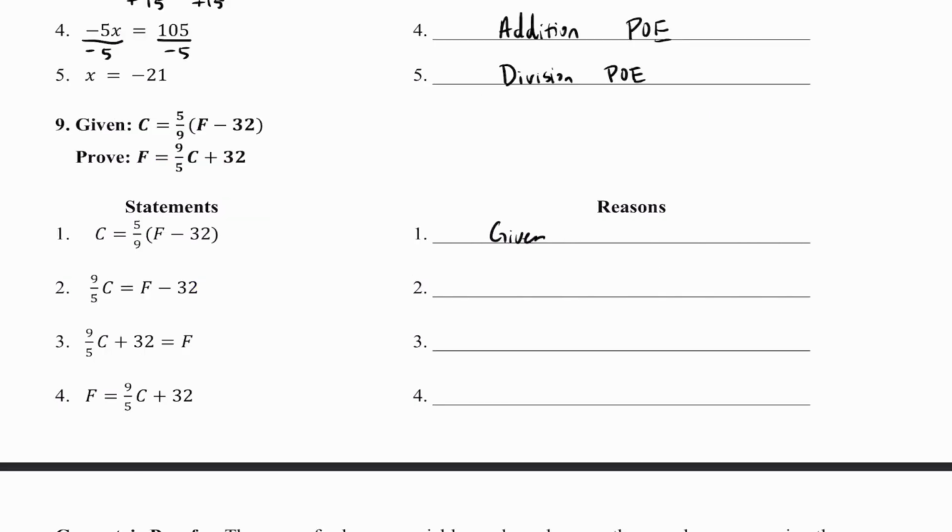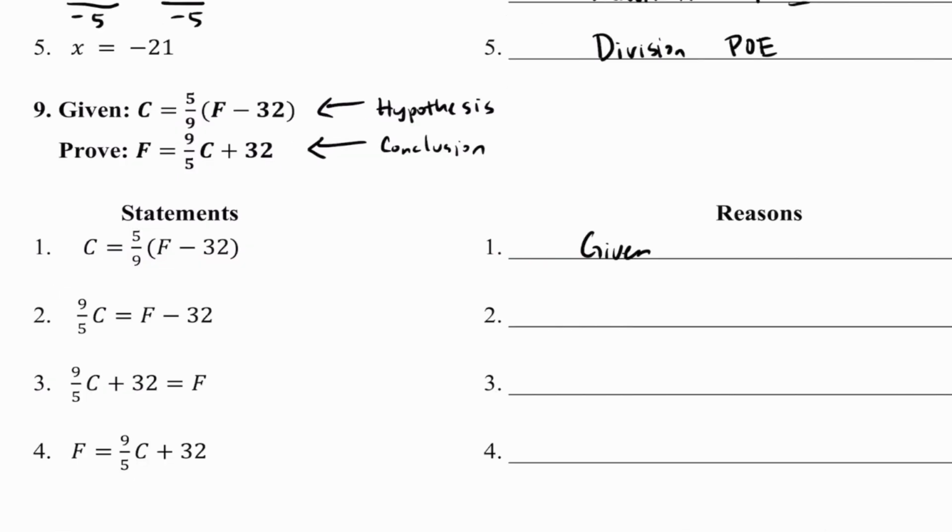Number 9, given that C is equal to 5 over 9 times the quantity f minus 32, prove that f is equal to 9 over 5 times c plus 32. The given is your hypothesis, and the prove is your conclusion. We already said that the first statement is given. So how do I go from the first statement to the second statement? I see that there's a number in front of the parentheses, which tells me I should use the distributive property.